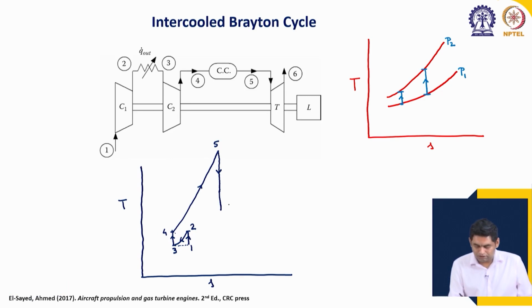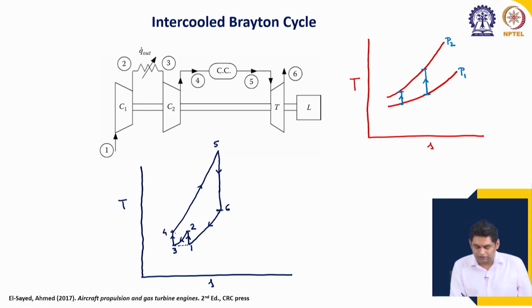And then from 6 to 1 we close the cycle. In actual application, the exhaust gas will go out to the atmosphere at state 6, but in the ideal case we are closing the cycle. We close the cycle by adding a hypothetical heat removal, like for all the other cases, a constant pressure heat removal process 6 to 1. Okay.